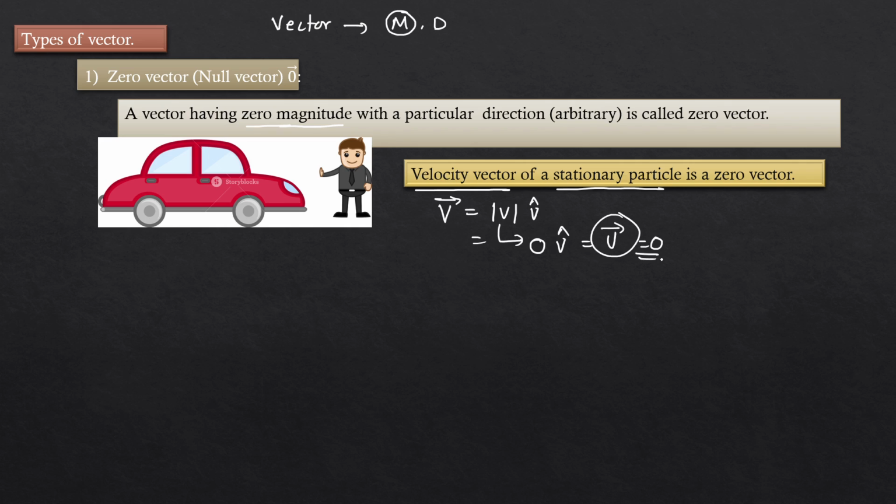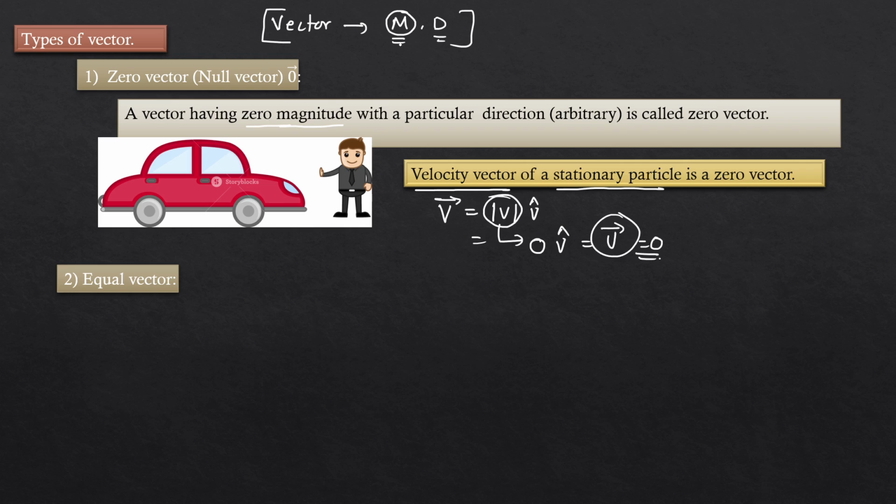Equal vectors, remember. We have learned that a vector has two parts, magnitude and direction. So both should be equal. The magnitude should be equal, and the direction should also be equal. Magnitude means length.